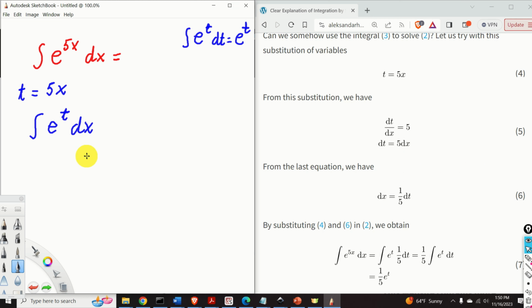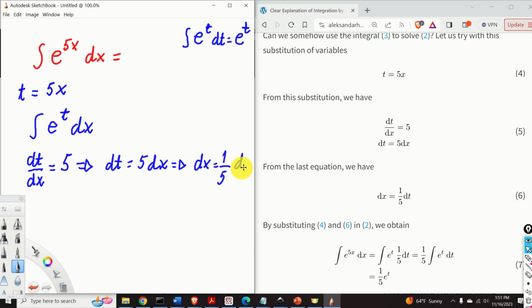The main idea is to differentiate this expression with respect to x in order to obtain dx. So let's do that. We can write dt over dx is equal to, let's look at this function. The derivative of this function with respect to x is obviously 5. Okay, from this expression we obtain that basically dt is equal to 5 dx. Or in other words, we have that dx is 1 over 5 dt.